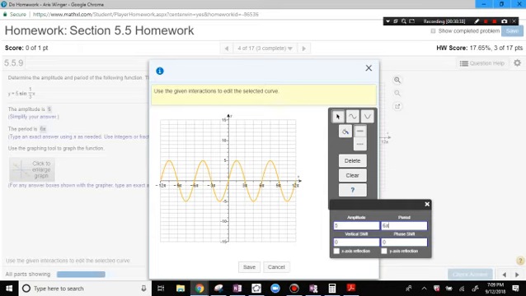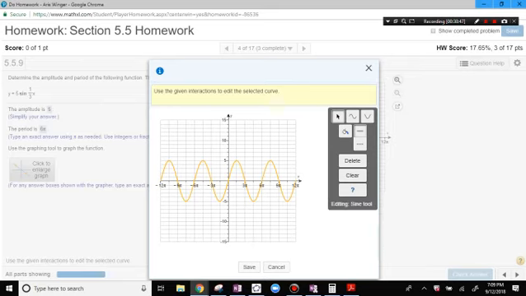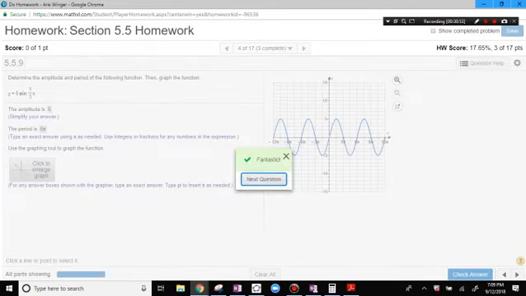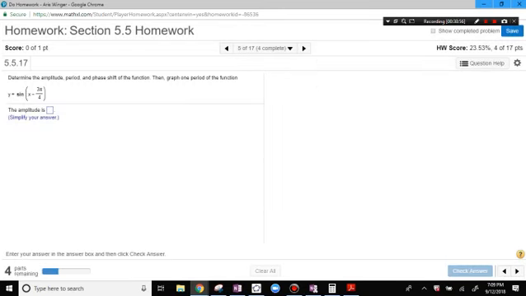I don't think these become bad at all. Any questions about this? Looks like it's super straightforward, right? Save. Take an answer and just double check. All right. 5.